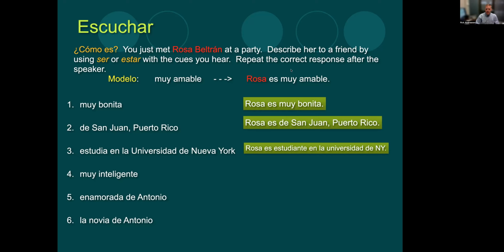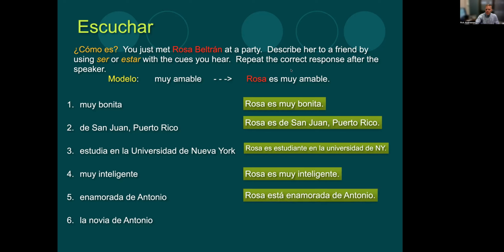4. Muy inteligente. Rosa es muy inteligente. 5. Enamorada de Antonio. Rosa está enamorada de Antonio.